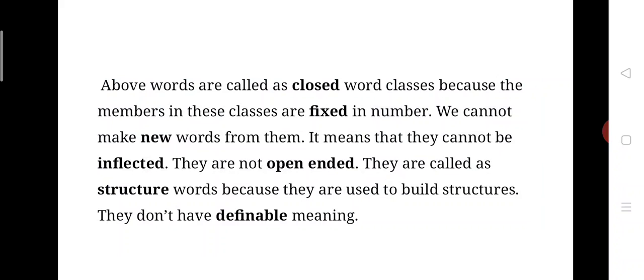Keep in mind how you are going to differentiate between open word classes and closed word classes. In open word classes, you can add some particles, and in closed word classes, you can't add any particles and you can't change the meaning of closed word classes. And at the same time, they are used only for the structures. Here we end the open word classes and closed word classes.